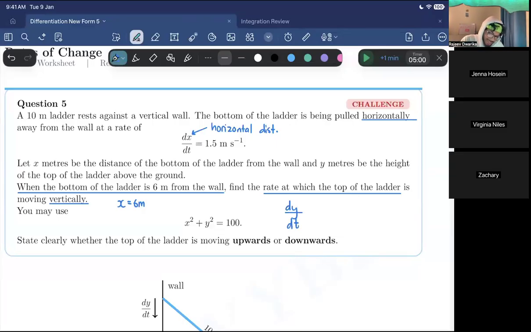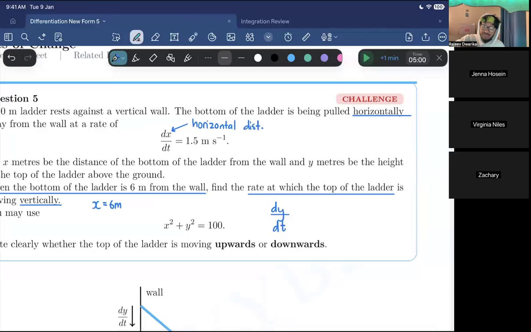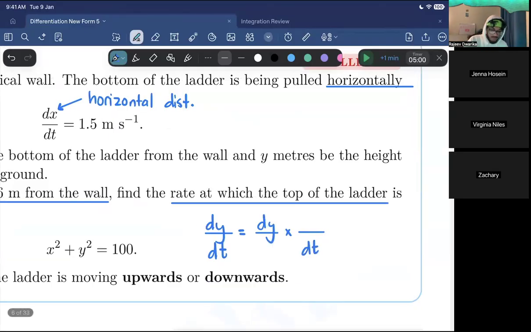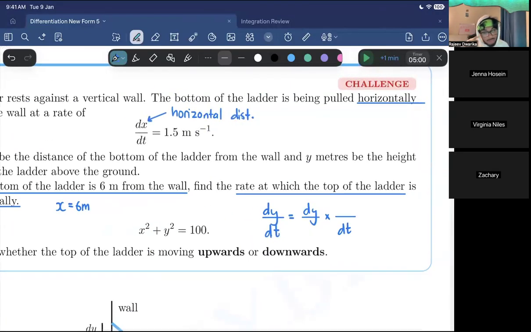So Zachary, you can do the same trick you've been using the whole topic, the whole time. Multiply to get dy over dt, with dy on top and dt on the bottom. So tell me, what's the other parameter you have in this question? dx over dt. Yeah, we had that. So the only thing we're missing really is dy over dx.